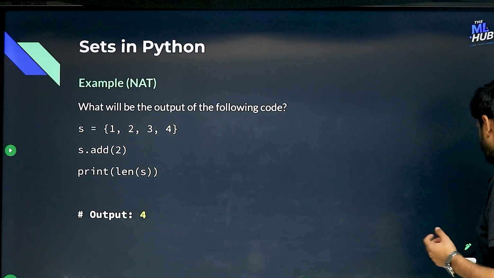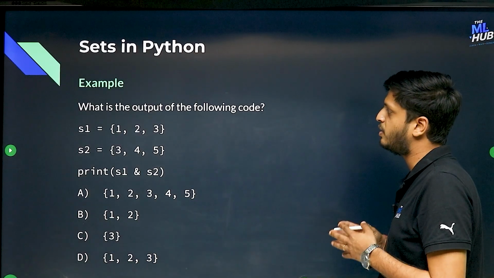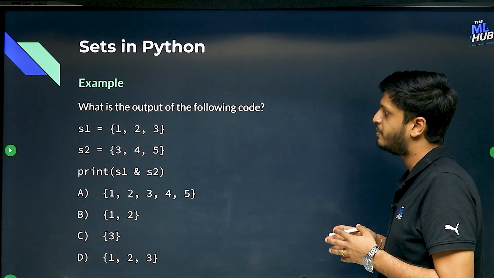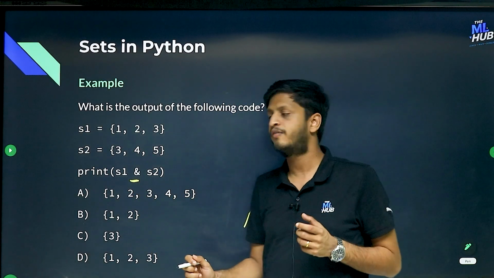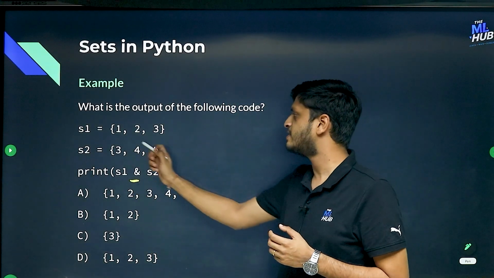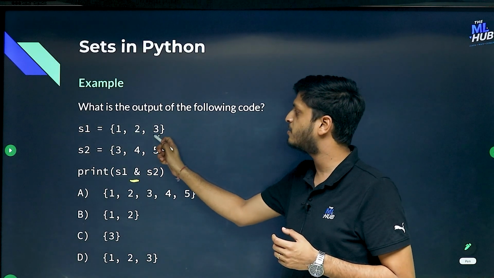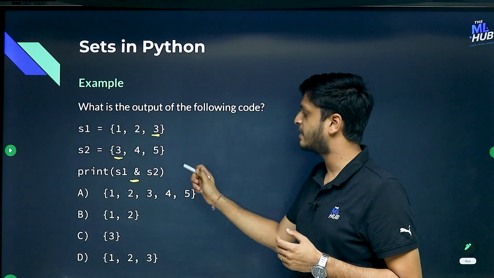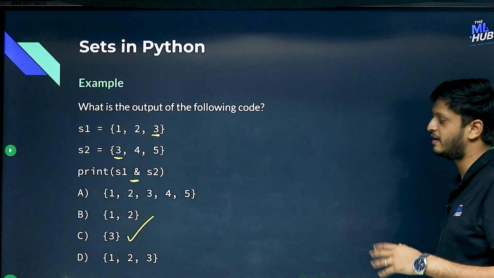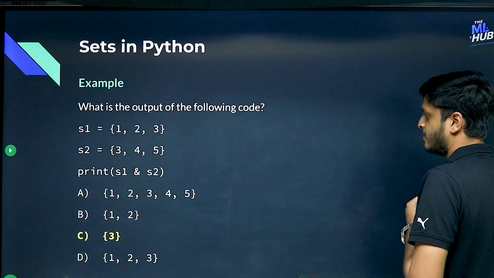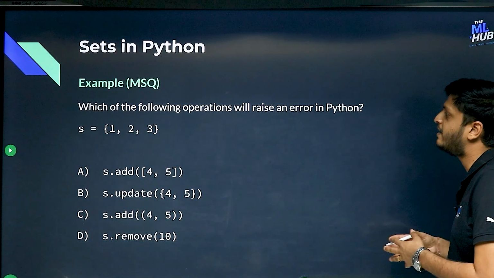Okay. Output is 4. Now moving on to the next example. What is the output of the following code? S1 is equal to 1, 2, 3. S2 is equal to 3, 4, 5. Print S1 and S2. What does the AND operator do? Bitwise AND. It calculates the intersection of two sets. Intersection of 1, 2, 3 and 3, 4, 5 is what? The elements which are in both of them. So the only element in both of them is 3. So the answer will be a set containing element 3, which is option C.